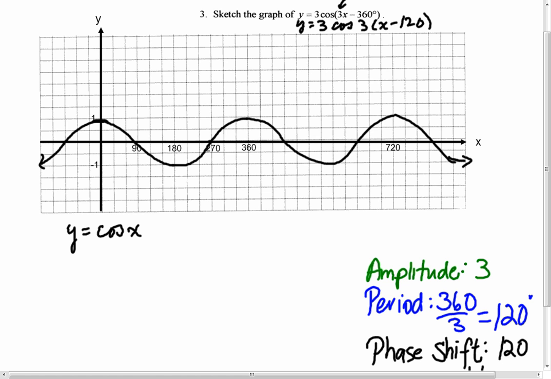Now I'm going to apply my transformations. The first one is the amplitude of 3. So instead of starting at a high maximum of 1, we start at a maximum of 3. Our minimum will also be at 180 degrees, but it will be at negative 3. Our zeros are going to stay the same. High, 0, low, 0, high. Here we go.